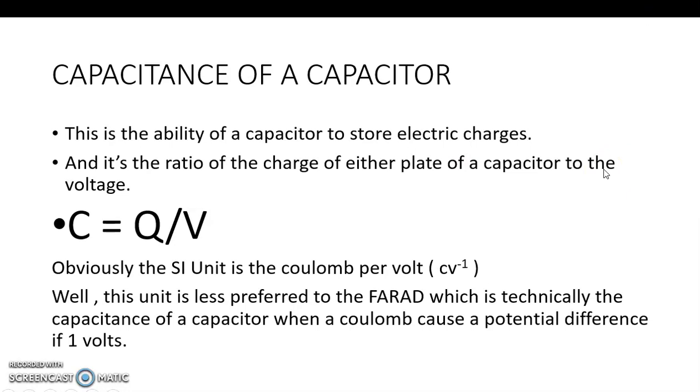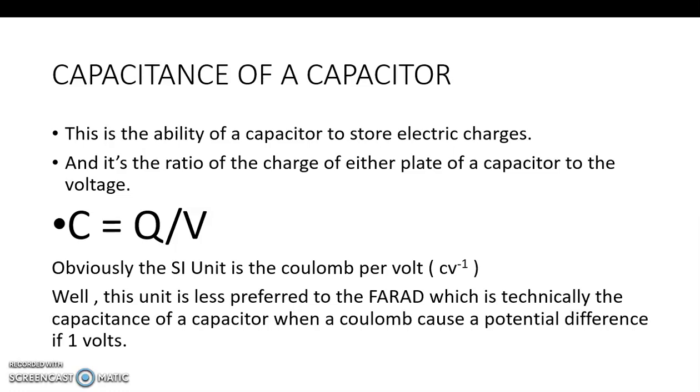The capacitance of a capacitor. This is the ability of a capacitor to store electric charges, and it is the ratio of the charge of either plate of a capacitor to the voltage. So the formula for capacitance is C is equal to Q over V. Obviously, the SI unit is the coulomb per volt.